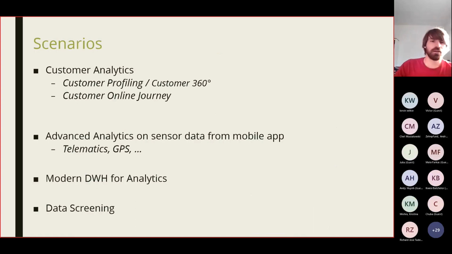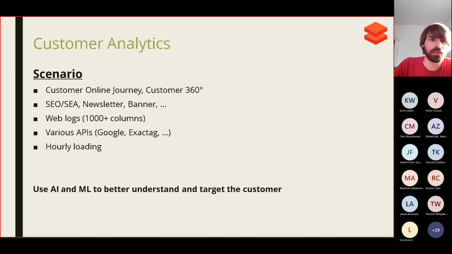Okay, so these are some scenarios that we implemented over the last years for our customers. I'll go through, well, probably not all of them, or at least the first one and probably the second or the third one. But let me just get started and we see how it goes with the time.